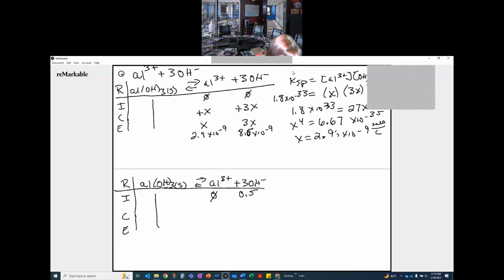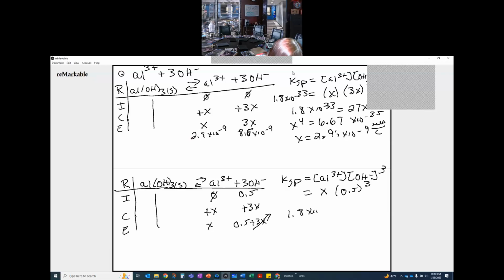We then change up what we're looking at. Our KSP is still the concentration of Al3 plus times the concentration of the OH minus cubed. Our Al3 plus is going to be plus x. This is a plus 3x. 0.5 plus 3x. The 3x is small, so we ignore it. And that means that we're left with x for the Al3 plus times the 0.5 cubed. And that's equal to the KSP.